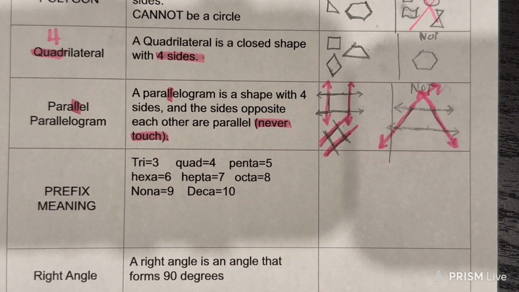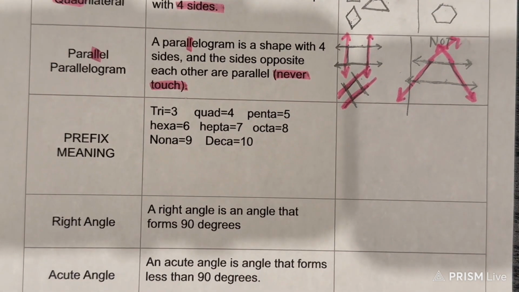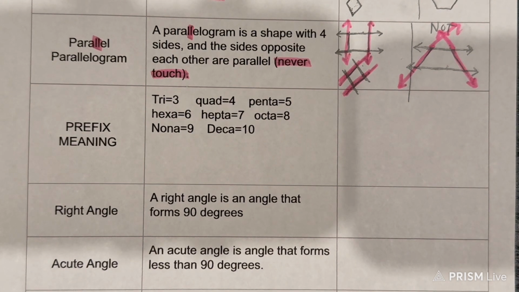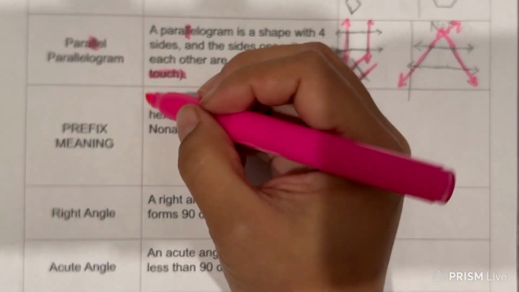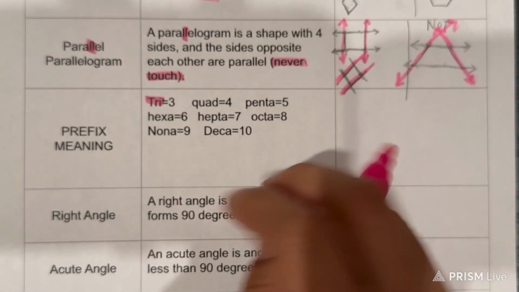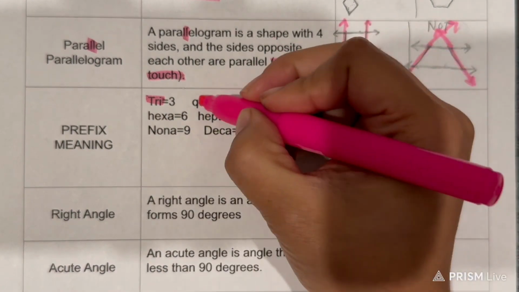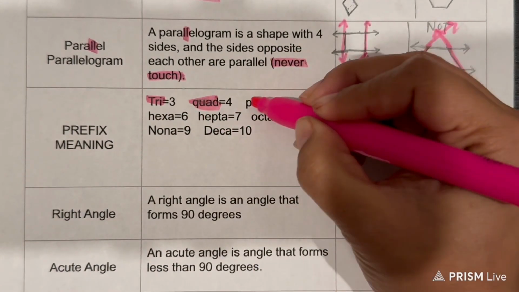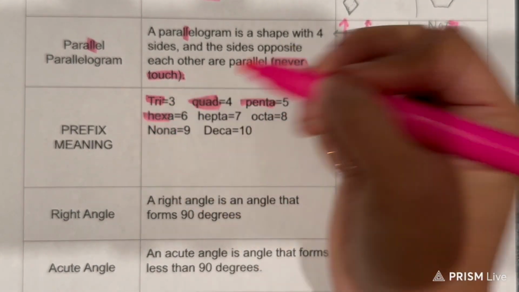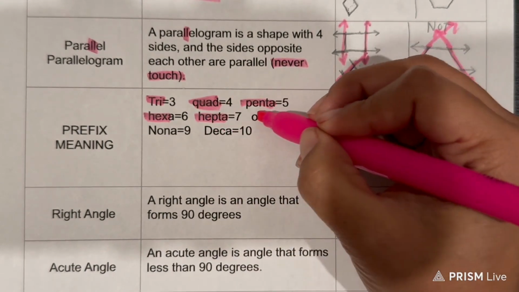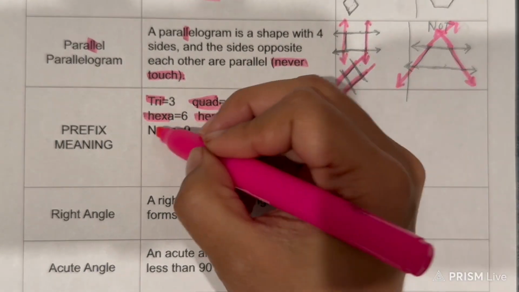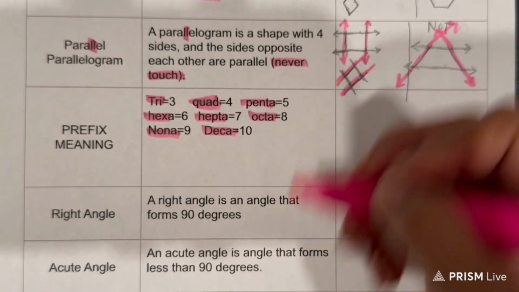All right. Now it's time for prefix meanings. It's going to be really important, especially when you're working with shapes, to understand prefixes. So this is going to be more like a memory game. You need to remember that tri is 3, quad is 4, penta 5, hexa 6, hepta is 7, octa is 8, nona is 9, and deca is 10.